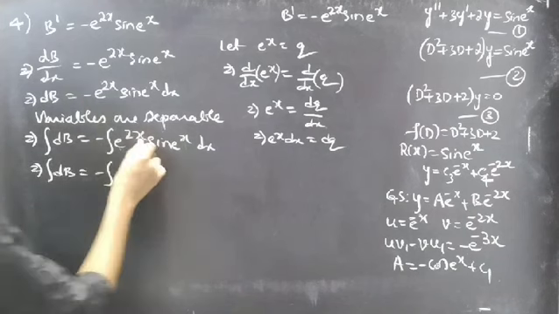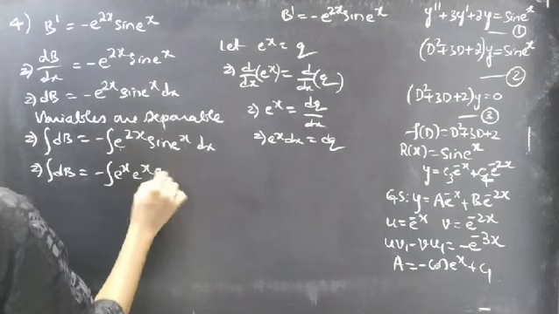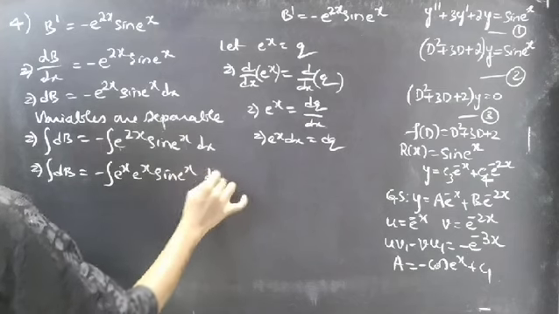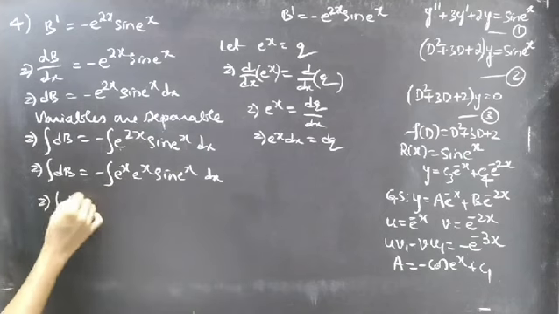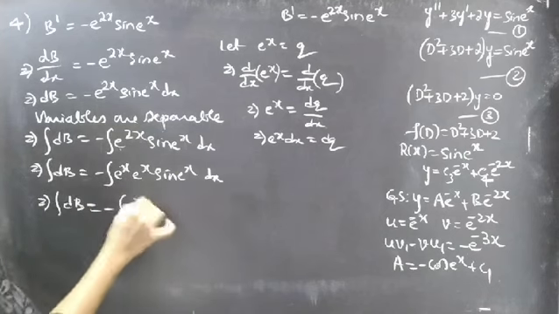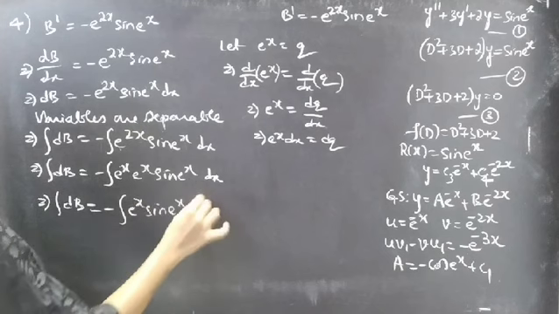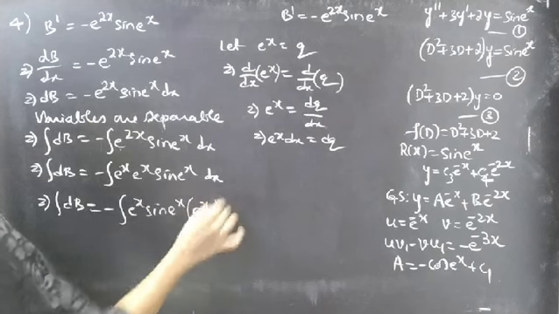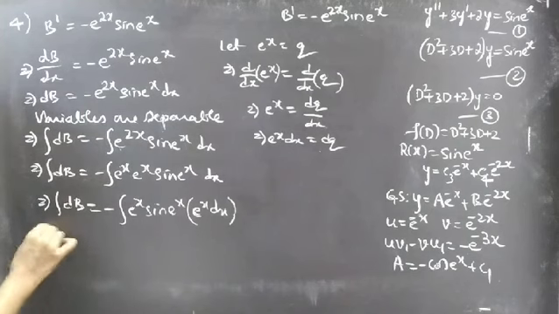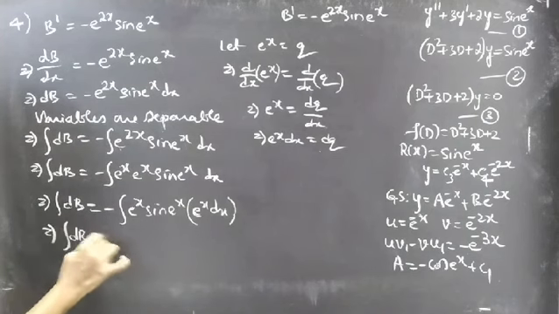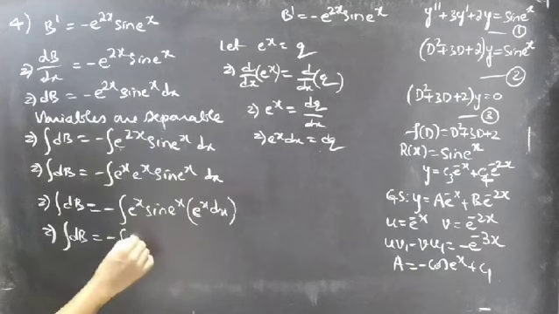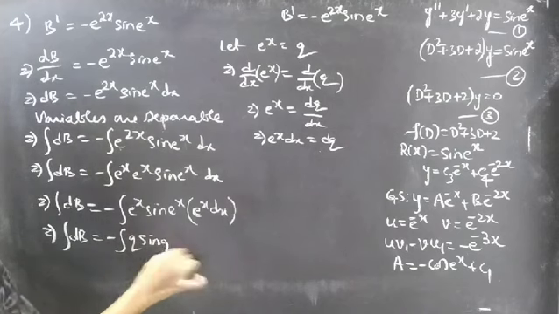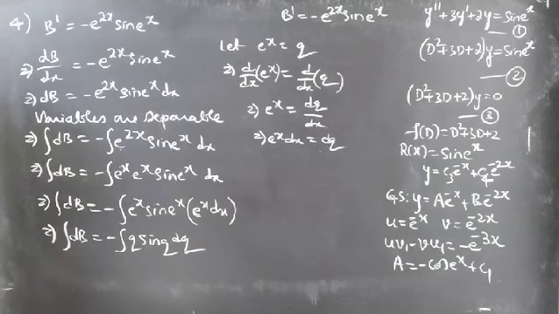Now we'll write e power 2x as e power x into e power x for our convenience, right? Again we can write this as e power x sine e power x into e power x dx, so that we can replace e power x dx with dq in the next step. Then we'll get integral db equal to minus integral, replace e power x with q, we'll get q sine q, and e power x dx can be replaced with dq, right? Now let's find integral q sine q dq using the integration by parts formula.